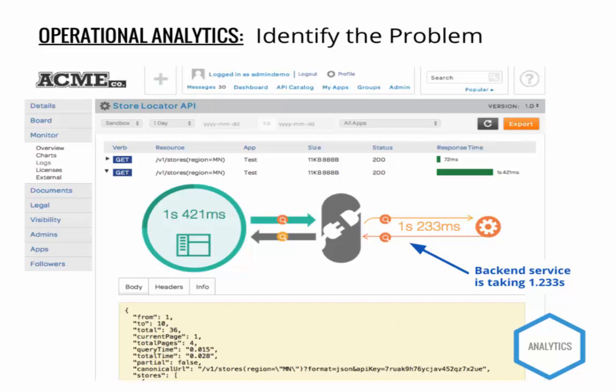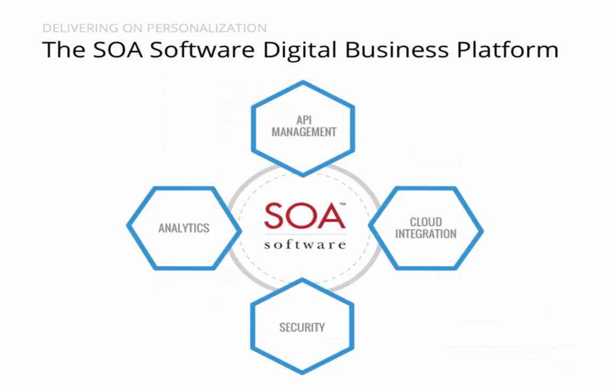But what we can see is the back-end service is taking quite a while, right? It's taking 1 second, 233 milliseconds. So it gives you an idea of where the bottleneck is. Hopefully it's not in your digital platform, but it'll identify where you need to go look to find those issues.